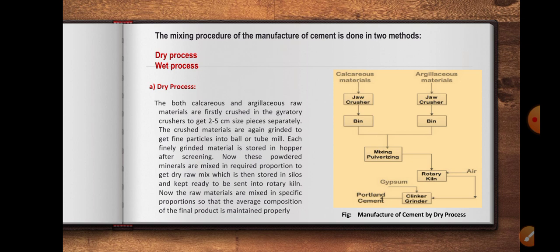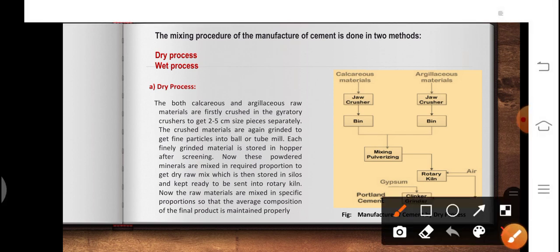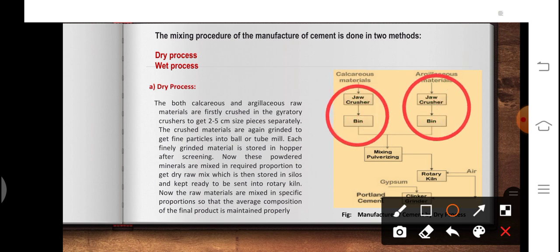So what happens in the dry process? In the dry process, both types of materials, that is calcareous and argillaceous raw materials, are first crushed. They are crushed separately to get 2 to 5 centimeter size pieces, and then these crushed materials are stored in a bin, as you can see here in this ray diagram. Calcareous materials are crushed, argillaceous materials are crushed, and then they are stored in a bin. Then they are mixed and pulverized.